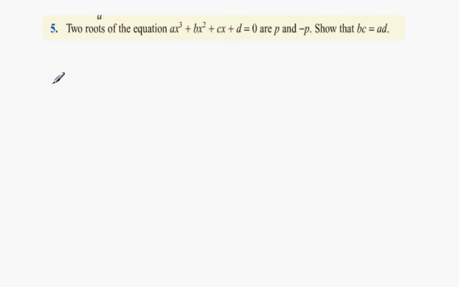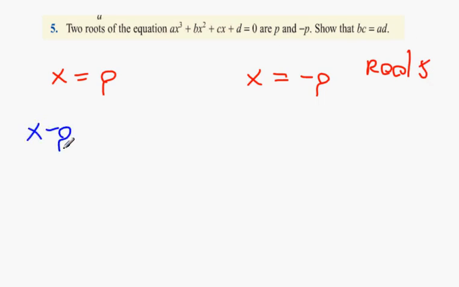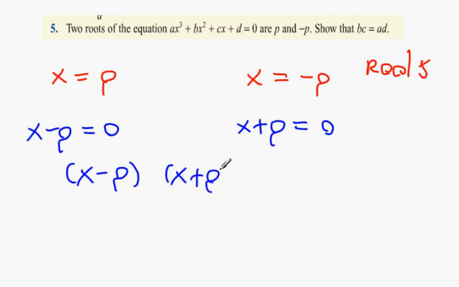Now, if I give you roots, what you have to do is change them back into their factors. This is the roots, and therefore the next part has to be the factors. So now you know that x minus p and x plus p are factors, and these two factors will divide into this big equation here.